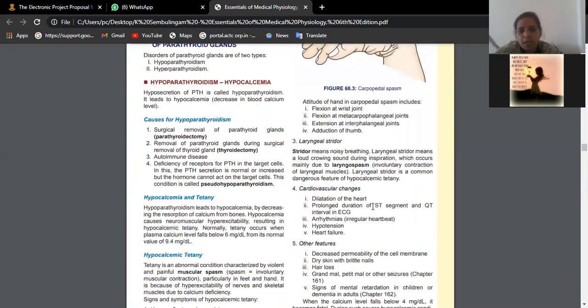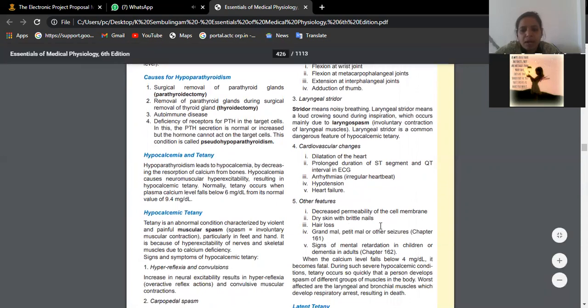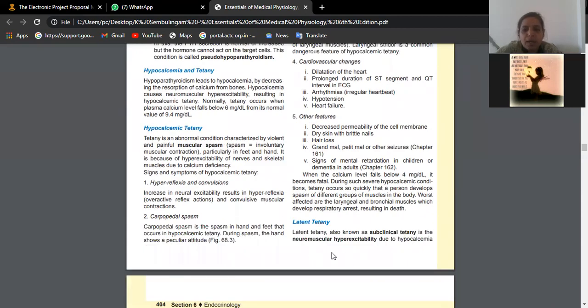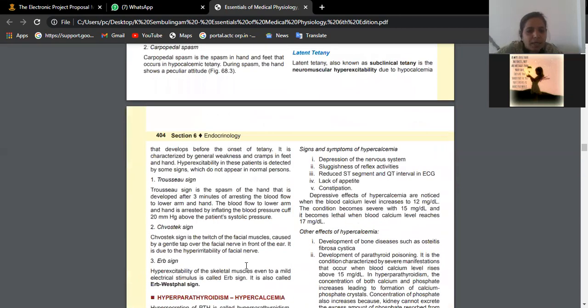Cardiovascular changes may be there: dilatation of heart, ECG changes, prolonged ST segment, QT interval changed, abnormal rhythms, arrhythmias, low blood pressure, heart failure, decreased permeability of cell membrane, dry skin. The nails are very brittle, easily broken. Hair loss may be there, fits may be there. The different types of fits are grand mal and petit mal seizures, epilepsy, mental retardation. Latent tetany means that it is not so much clinically seen. That means the silent type of tetany is called latent tetany.